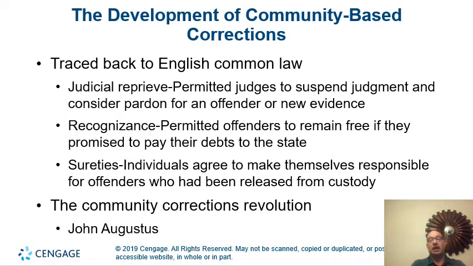And what happened is that they had that on a bail and a bond, like we talked about earlier, where the judge would defer what they would have for their bond to get out. And then, retracing back up to the top of the slide here, there would be something called judicial reprieve, where after that person was sentenced, the judge could actually suspend the judgment and maybe consider a pardon for an offender or a new offense.